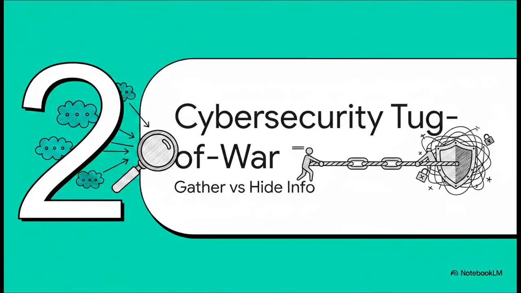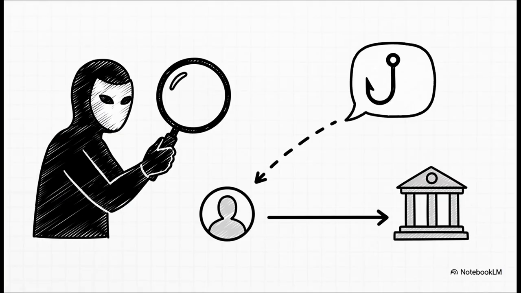Moving on to Section 2, the cybersecurity tug-of-war. There is a constant, completely invisible battle going on in the digital ecosystem. On one side, you have reconnaissance tools trying to gather information, and on the other, you have corporate security teams doing everything they can to hide it. This specific process we're looking at is known as account enumeration, and let me tell you, platforms absolutely hate it.